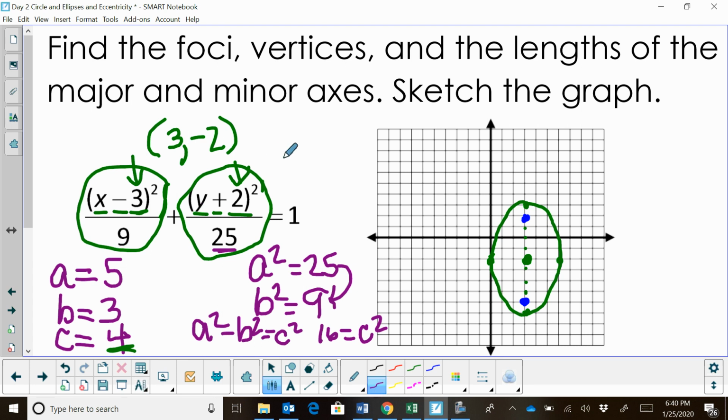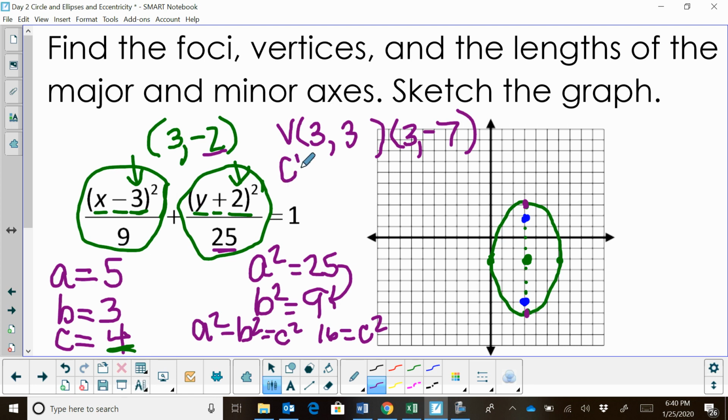Now let's define coordinates. Okay, we're going to first go back and find the vertices. The vertices are always on the major axis. They're the highest and lowest points here. So we started at the point 3, negative 2, and then we went up 5 and down 5. So I'm going to take 3 as my x-coordinate, and then I'm going to take negative 2 and add 5 to that. Well, that puts me at 3, 3. And I'm going to take negative 2 and subtract 5, and that puts me at 3, negative 7. And you can see from the graph that's where our vertices are.